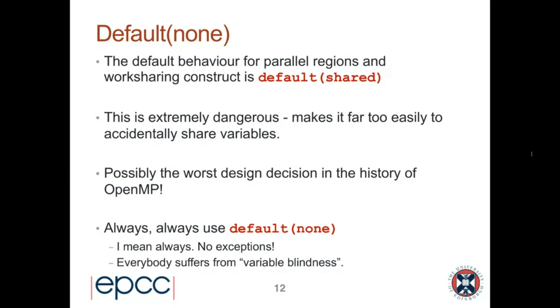If you do find yourself having very long lists of variables in clauses, then by all means, once you've tested your program sufficiently, you can replace it with default shared or default private. But initially, I would always use default none. Force yourself to think about every variable that's being used, whether it should be shared or private or reduction or firstprivate. And don't cut corners like this. I guarantee that this will save you several days of your life tracking down nasty race condition bugs.